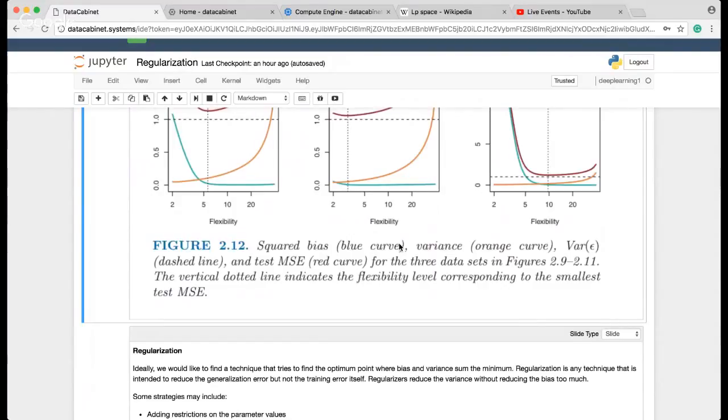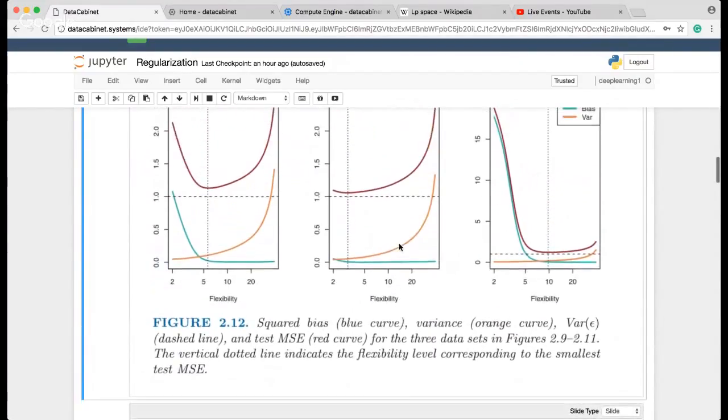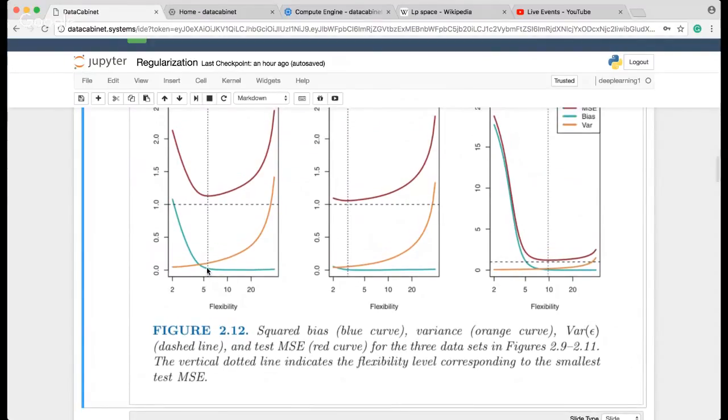If you think of the training set as having come from an original probability distribution, then you can think of a flexibility of 6 as something close to the original probability distribution, or here a flexibility of 4 as something close to the original probability distribution.